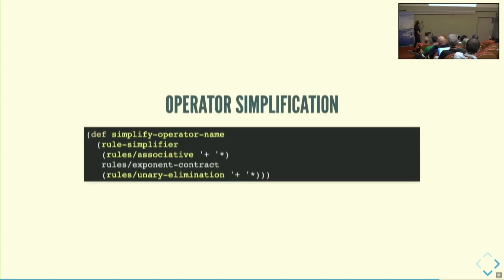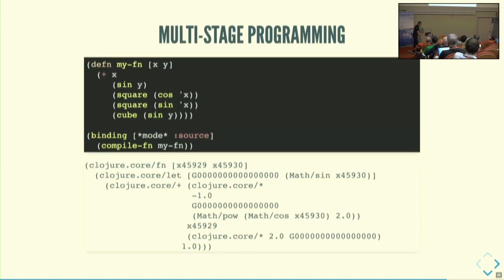And here's the simplifier for differential operators that's in the library. Plus and times are associative. Anytime you see things multiplied next to each other, don't switch them. It's not commutative, but you can make exponents. And then go ahead and kill unary pluses and times. That's the only rules. I showed this example before, but this technique's really powerful, this multi-stage programming.